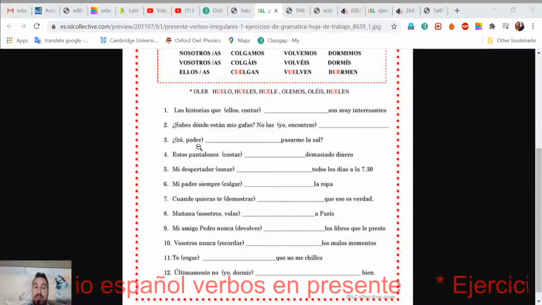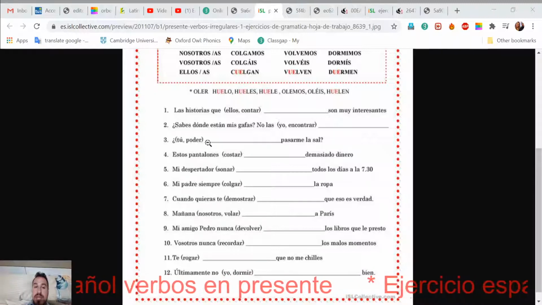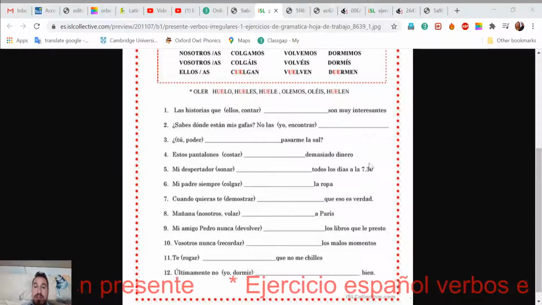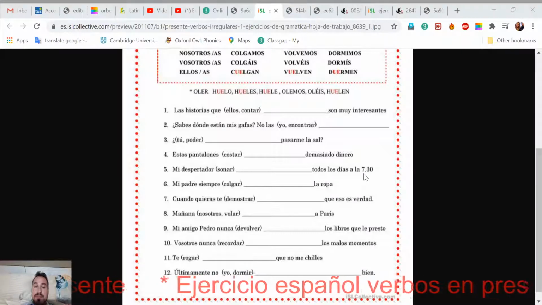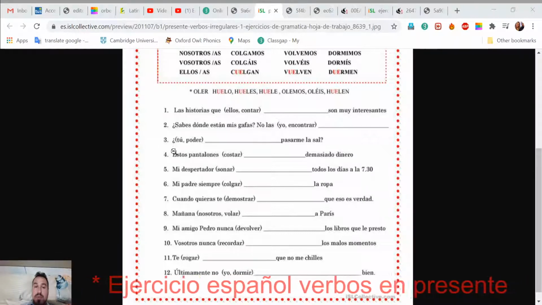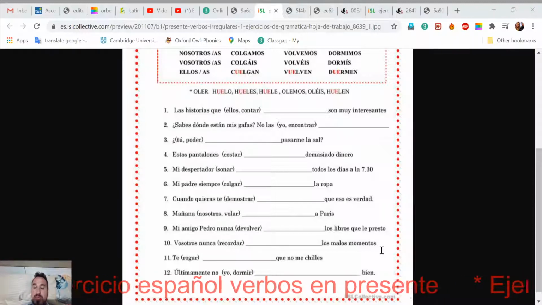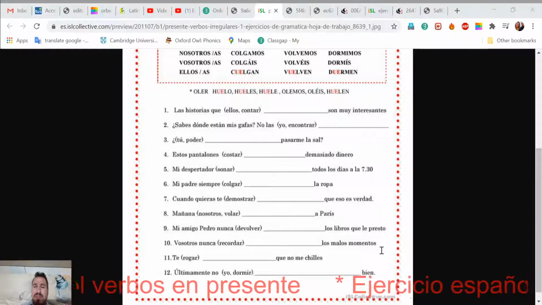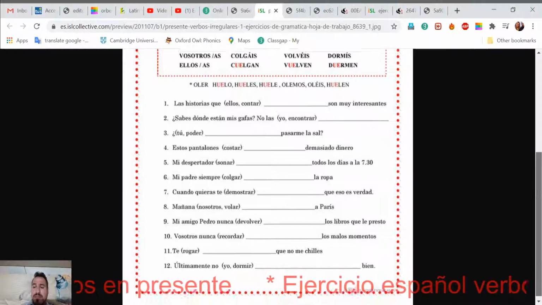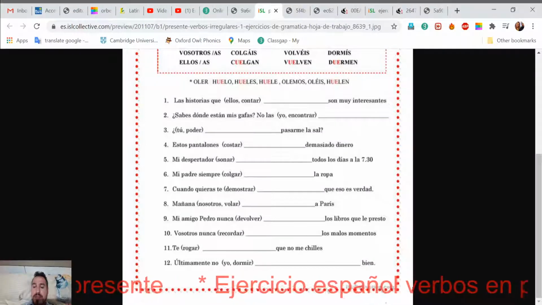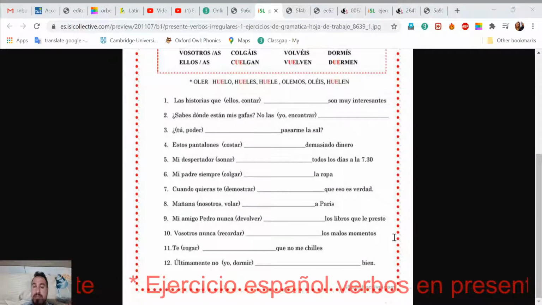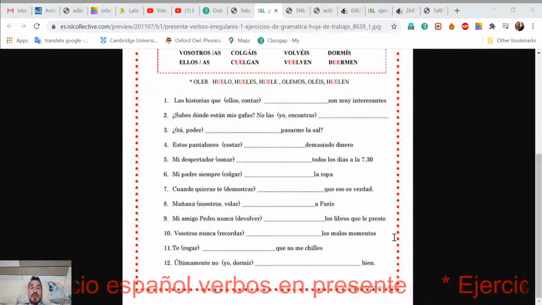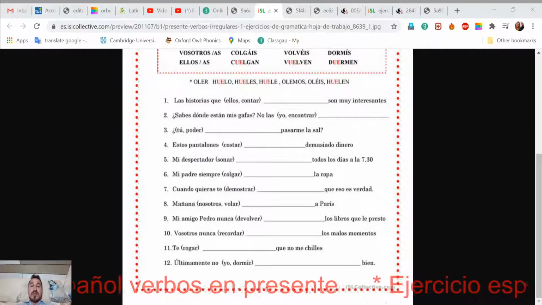So poder. So can you pass me the salt? So ¿puedes pasarme la sal? Of course, you get the S because we talk about tú. If you want to use usted, as simple as to remove the S, and that's it. So not that difficult. Alright, I think once you master these changes, it's quite easy actually. But of course, you need to master it. That requires a lot of practice.